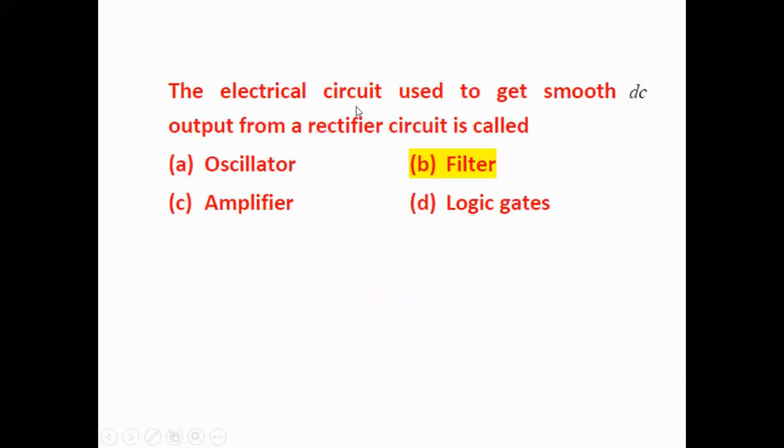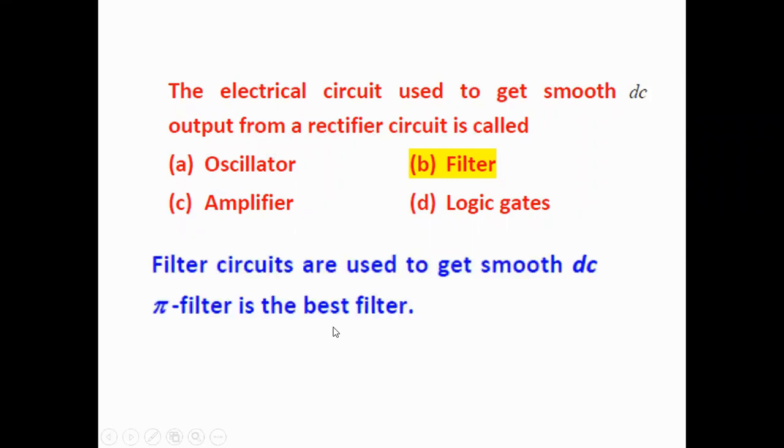Next, the electrical circuit used to get a smooth DC output from a rectifier is called the filter. So filter circuits are used to get smooth DC. So pi filter is the best filter.